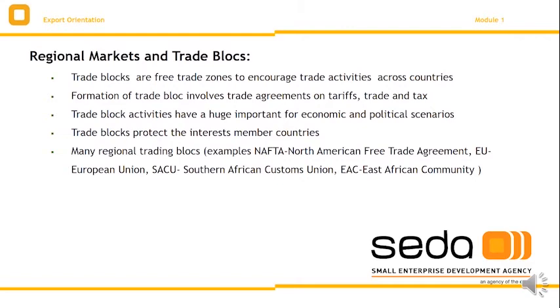There are many regional trading blocs. Examples are your NAFTA, which we spoke about earlier. You've also got your European Union. And for South Africa, you've got your Southern African Customs Union. And for East Africa, you've got your East African Community, which consists of East African countries.